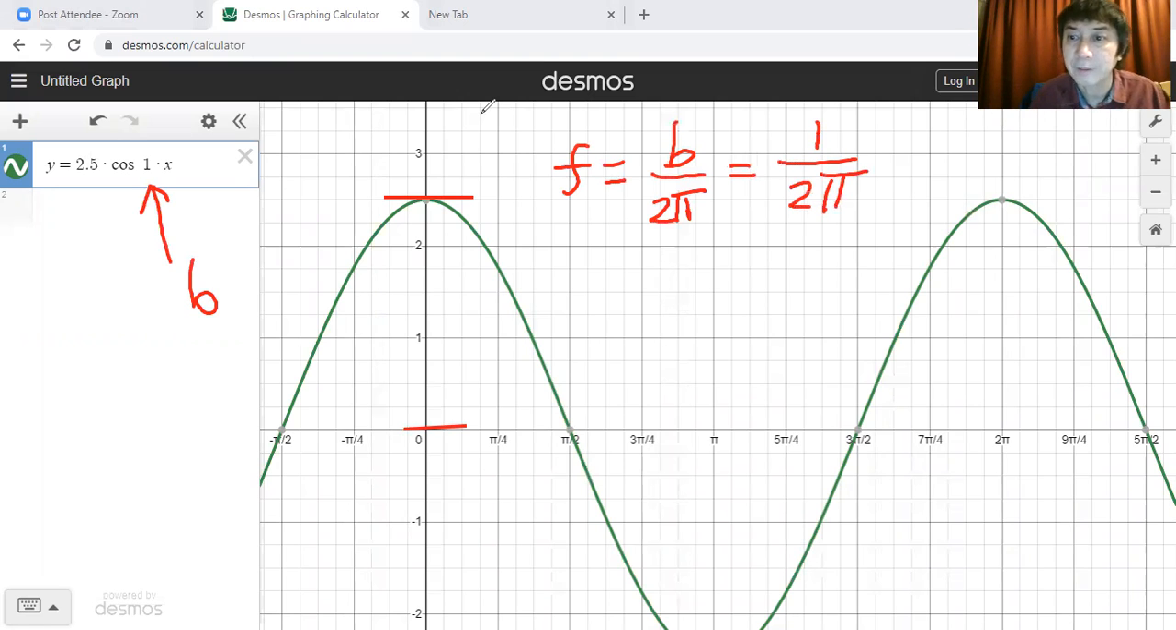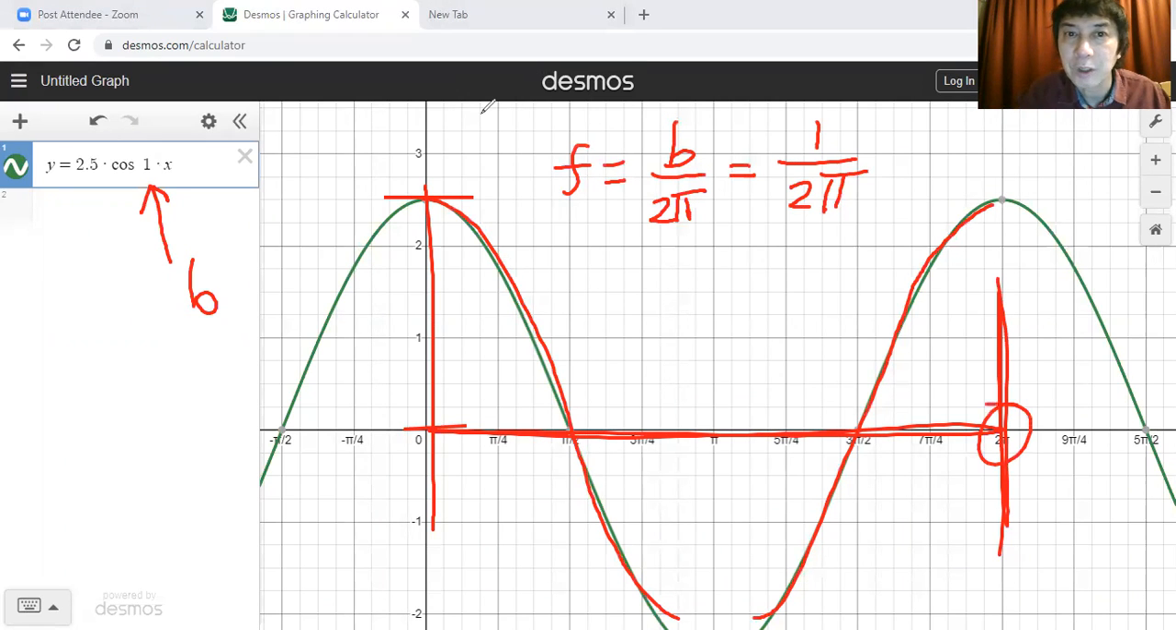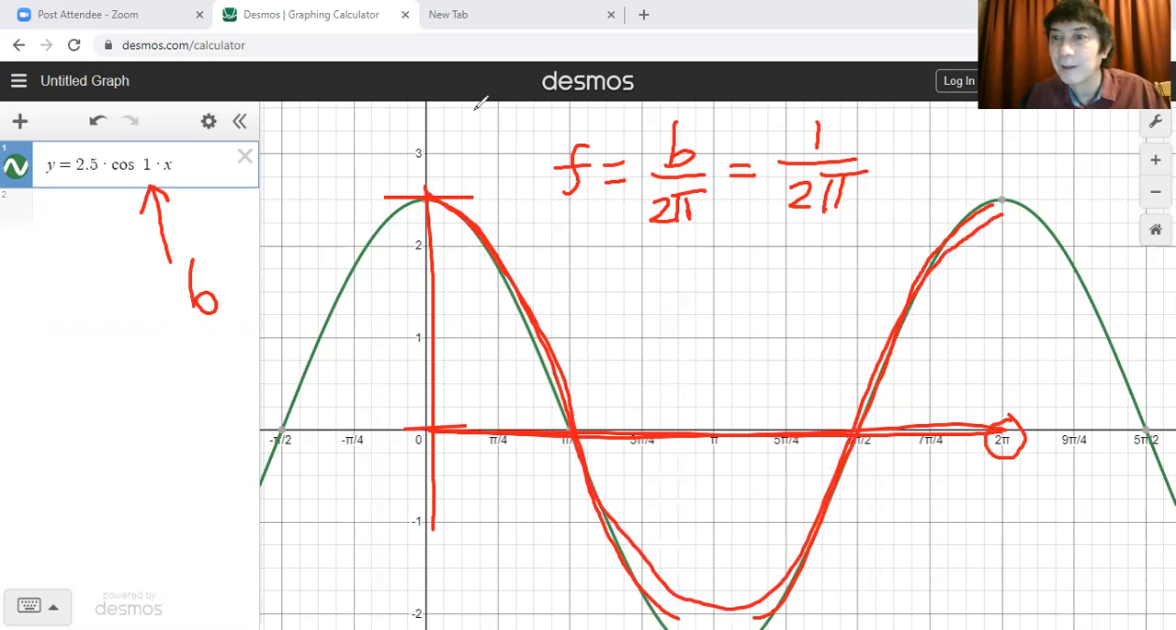And where is that? You can actually see it here. This is 1 complete cycle there. It's from 0 to 2 pi there. There's the 2 pi, I hope you can see it there. And this is 1 complete cycle, from here to here. That's 1 complete cycle. So that's the meaning of this b: 1 complete cycle for every 2 pi.